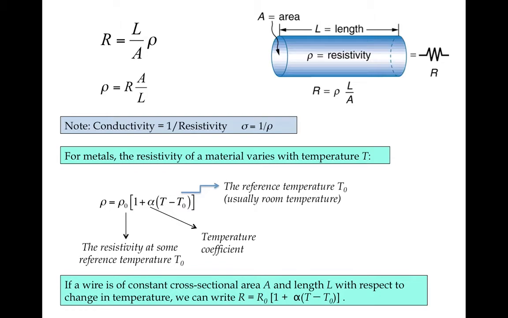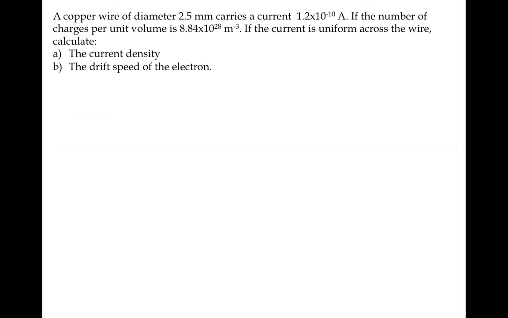But for most materials, alpha is positive. Okay, let's look at this question here. I have a copper wire that has a diameter of 2 millimeters. Again, the issue of the units. Be careful with this.